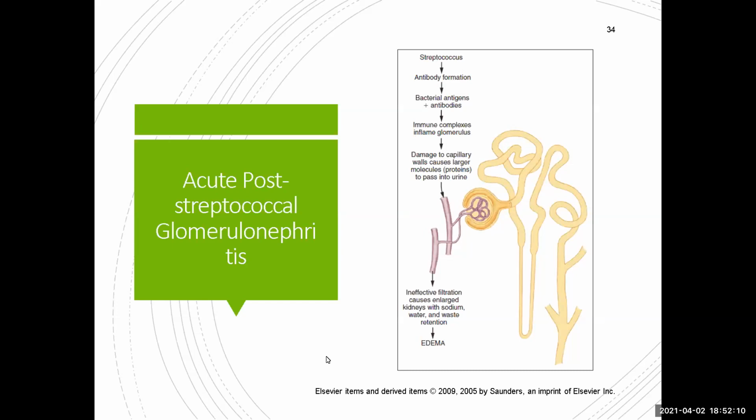Now we get into acute post-streptococcal glomerular nephritis. So basically, nephritis alone tells you inflammation, right? Acute glomerular nephritis, after a strep infection, is thought to occur as a result of the immunological response of the body. The body responds to the strep bacteria by forming antibodies, which combine with the bacterial antigens to form immune complexes.